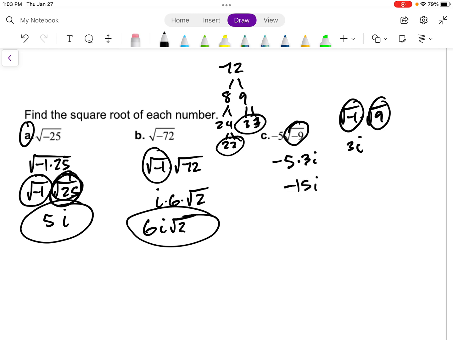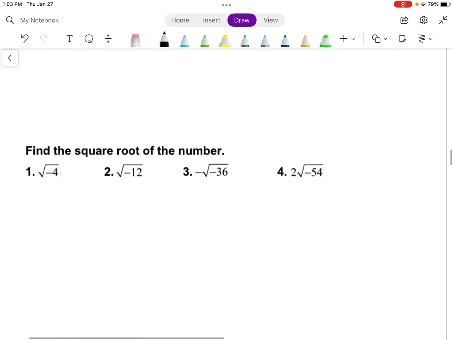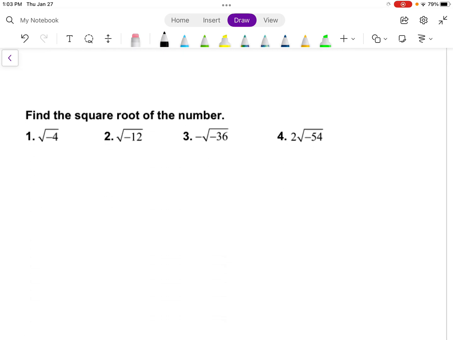Okay, I want you to try a couple. Why don't you guys simplify 1 and 2? So pause the video, simplify those two, and then I'll go through them with you.